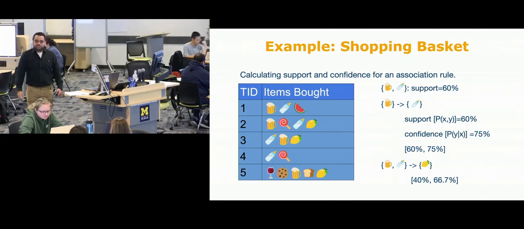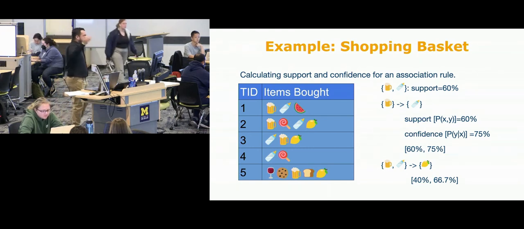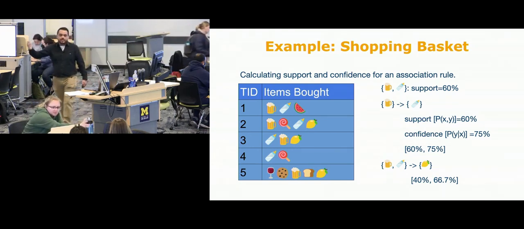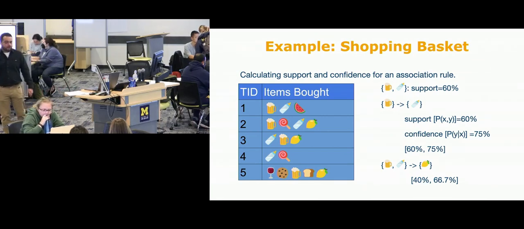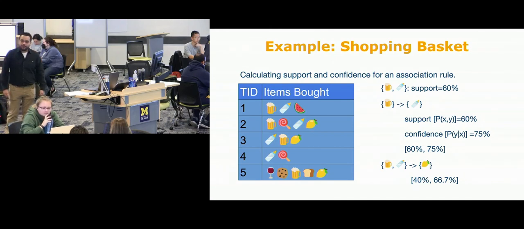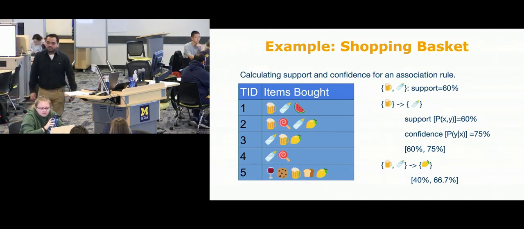So how many transactions contain beer? 4 of them, okay? Transactions 1, 2, 3, and 5. And how many of those transactions that contain beer also contain milk? So 3 of them, transactions 1, 2, and 3. So 3 divided by 4, 0.75 or 75%. Okay? So similarly, you could compute the association rule.